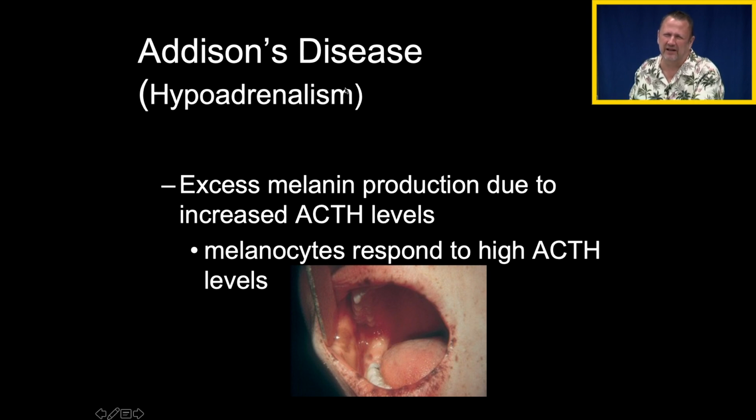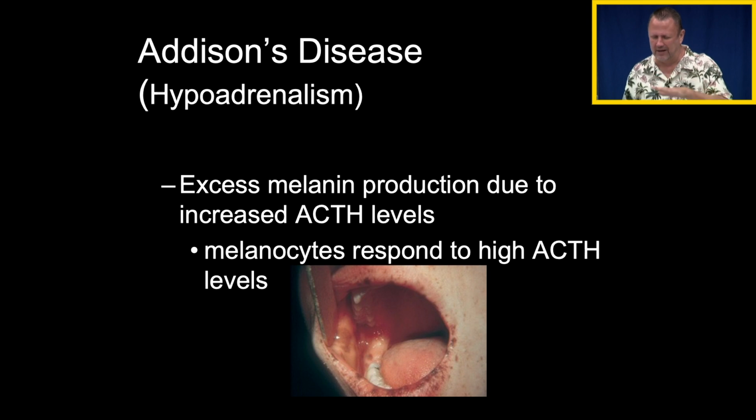hypoadrenalism, in Addison's disease, there is a lack of adrenal cortex hormone. And so what happens? Well, there's an increase of adrenocorticotropic hormone. The brain senses that there's no adrenal cortex hormone, and it starts yelling at the adrenal cortex as loud as it can with really high ACTH levels. These high ACTH levels come from the brain, and they're screaming at the adrenal gland to get to work because the adrenal gland is not working.